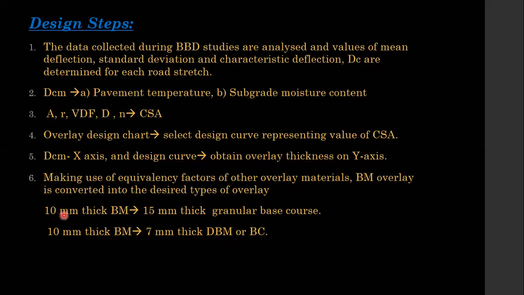Just take that example: $1 is equal to 72 rupees, or 1 pound is equal to 100 rupees. Just like that, you are converting bituminous macadam in terms of granular base course, DBM or BC course. Whatever thickness of bituminous macadam you obtain from the graph, you convert into BC. Suppose 100 thickness was obtained, then 100 into 0.7 will be 70. That is the multiplication factor of 0.7 for this one, and 0.15 for granular base course.